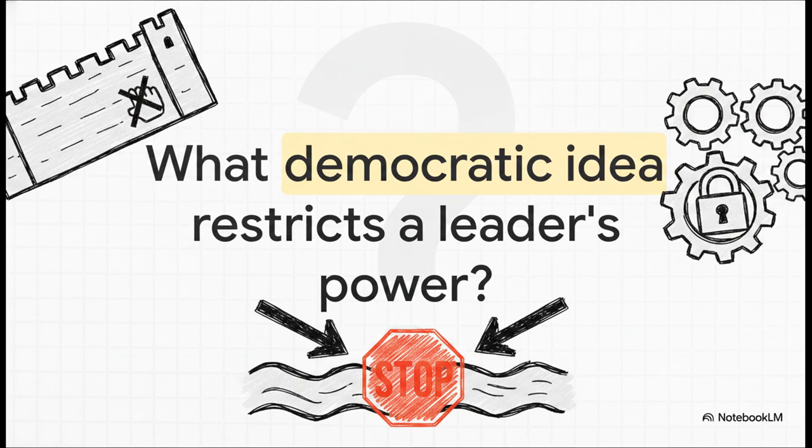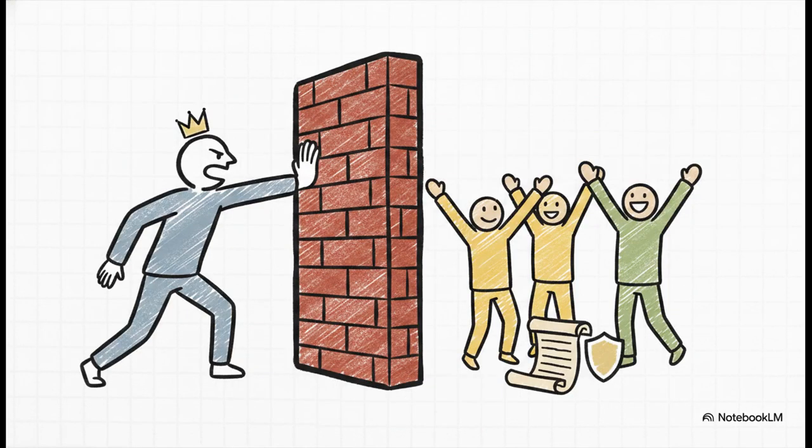Think about the boundaries being placed here. If a leader is explicitly told they are not allowed to do something, what do we call that specific restriction on their authority? The answer is limited government. Defining exactly what a leader cannot do is the very essence of placing limits on governmental power, much like what the First Amendment does for us.